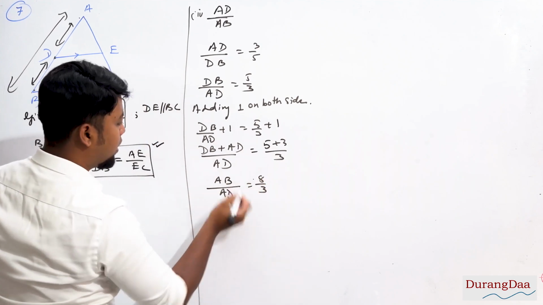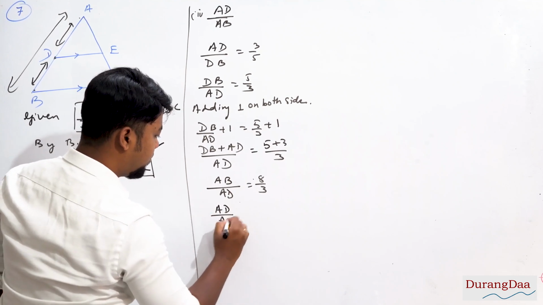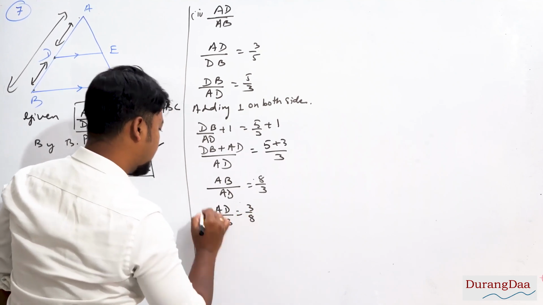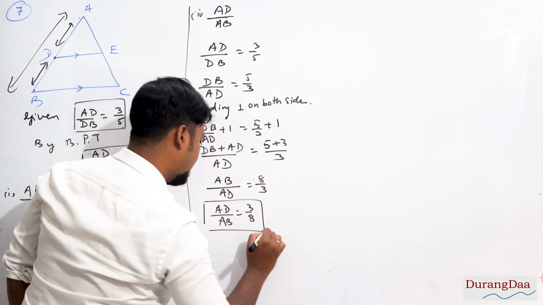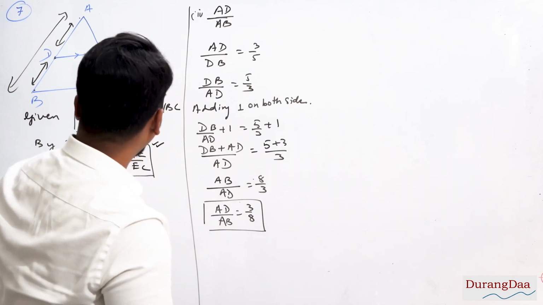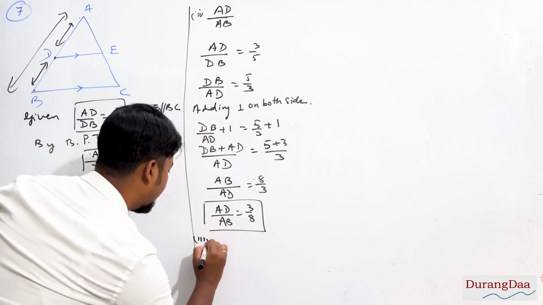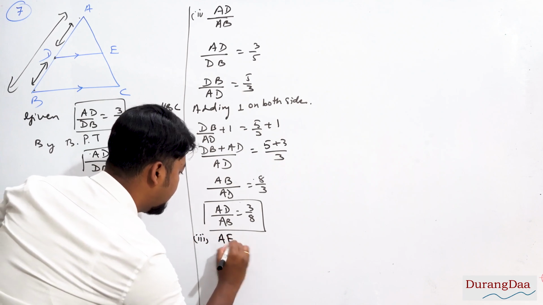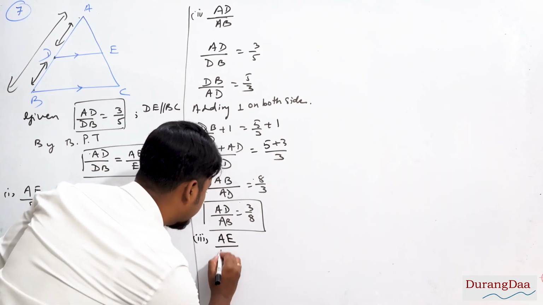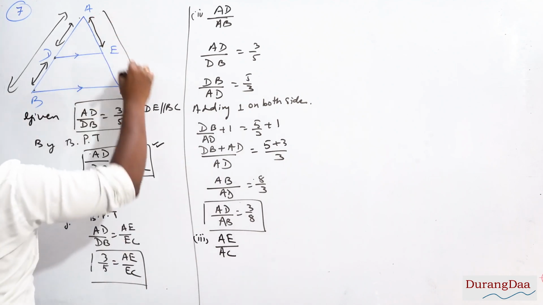Now take the reciprocal again. So finally we have got AD by AB equal to 3/8. So the second answer also we have got. Now let's see the third part, AE by AC. Similar type of question. Third one, you have to calculate AE by AC.